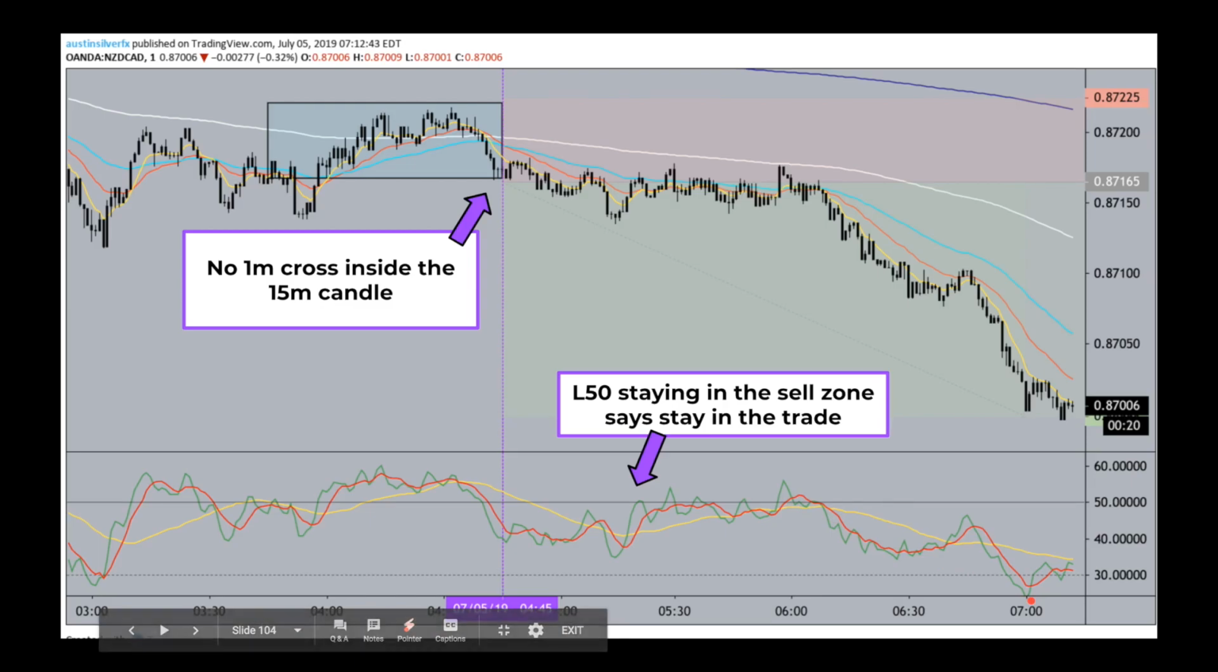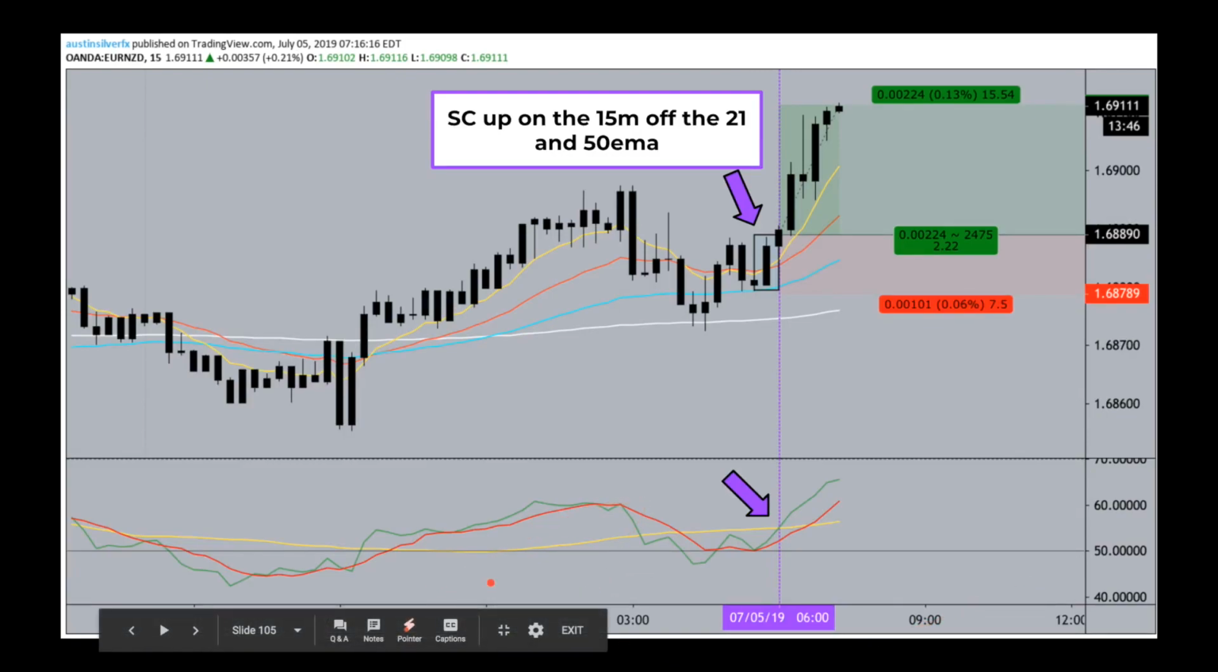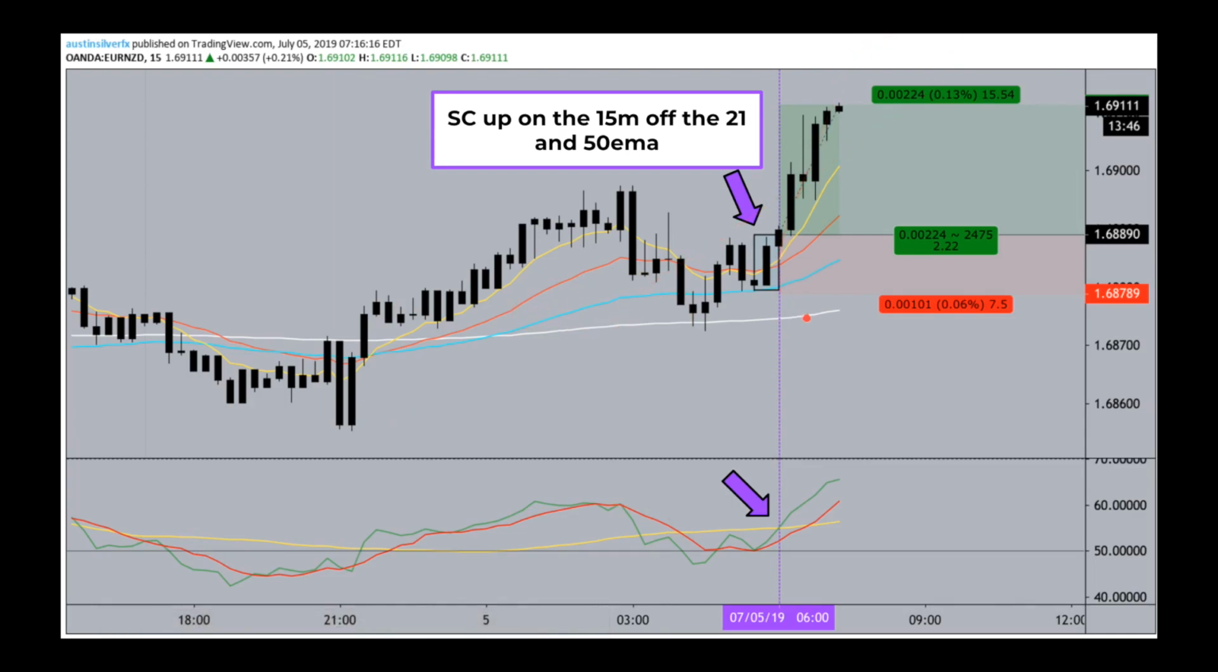So understand you don't need the cross, but it helps. If you can find the 5 minute or 1 minute cross, it really helps. Here, liquid 50 is in the buy zone, pops down into the sell zone there, but we'll say it's in the buy zone the majority of the day. The EMA is coming into an uptrend here on the short term, but the 800 EMA was way above us. So overall, still in the downtrend.